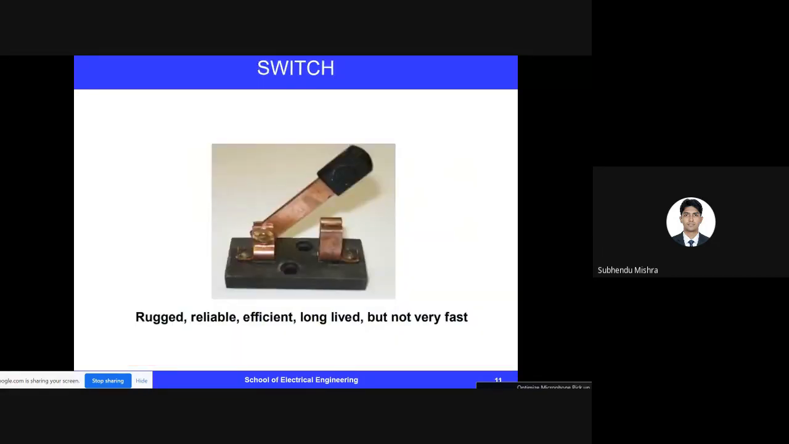Okay, now we will talk about the switch, right? So we have already seen in the last class. So this is a mechanical switch. This is very rugged, reliable, efficient, long-lived, but it is not very fast.